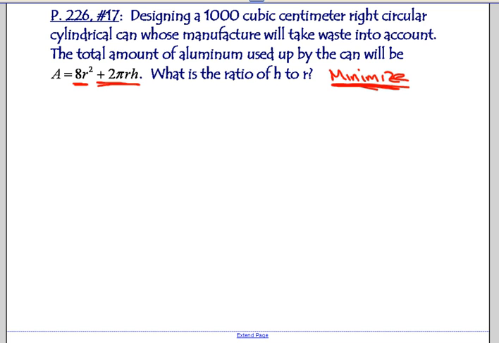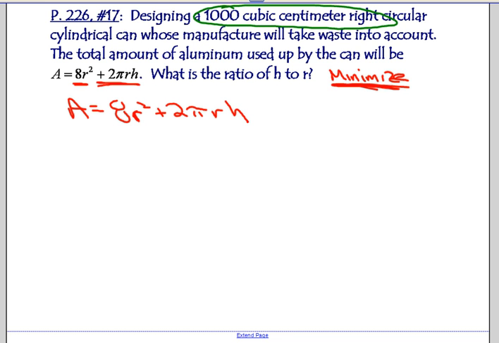So we begin right here with our A equation. A equals 8r squared plus 2 pi r h. We want to minimize that. So you're ready to take a derivative, except for the fact you have two variables in here. So you look for any other information that you have, and it tells us it's a 1,000 cubic centimeter right cylindrical can. So you go to the volume of a cylinder, pi r squared h. We know our volume is 1,000, so you get 1,000 equals pi r squared h.